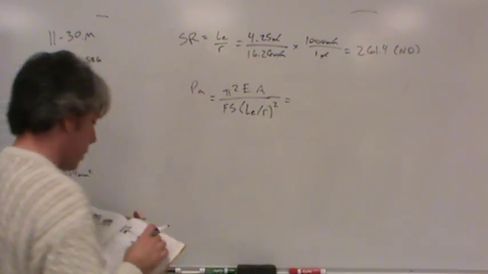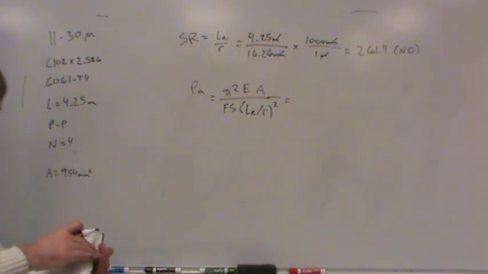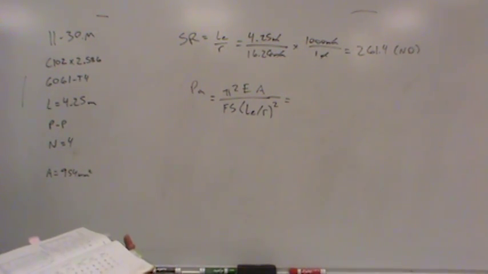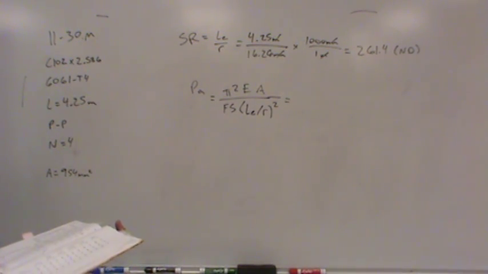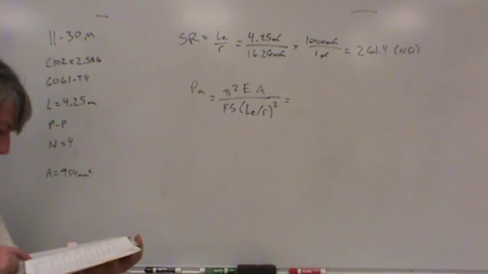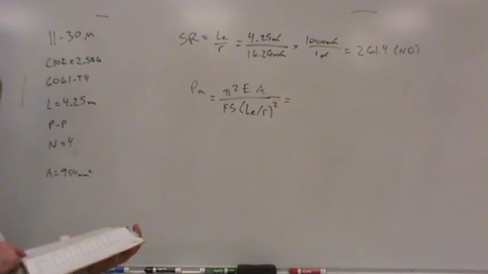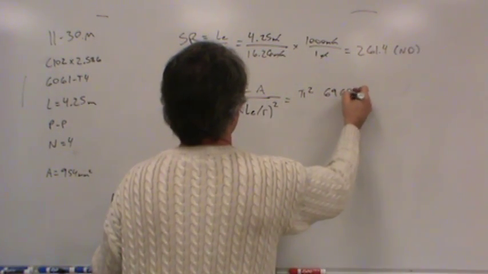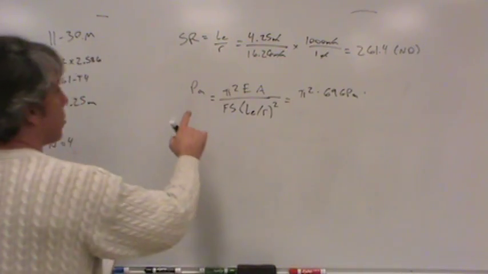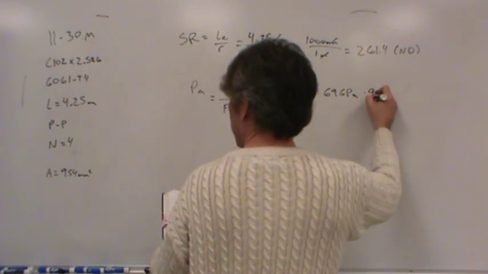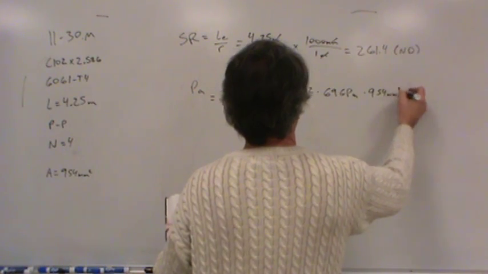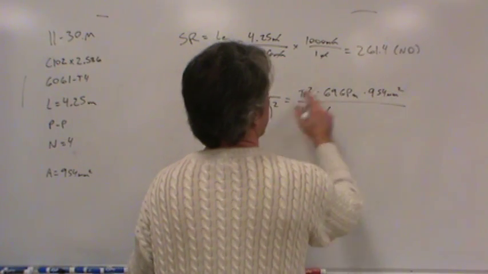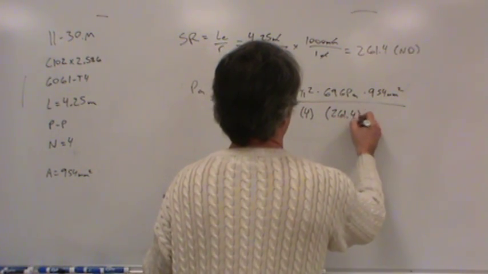And so we should be able to do this pretty easily. We just need the elastic modulus for aluminum. And again, since it's metric, I don't have that memorized. Elastic modulus for most aluminum alloys, including 6061, is 69 gigapascals. So pi squared times 69 gigapascals multiplied by A, 954 millimeters squared, divided by the factor of safety of 4, and then divided by the slenderness ratio squared, 261.4 squared.